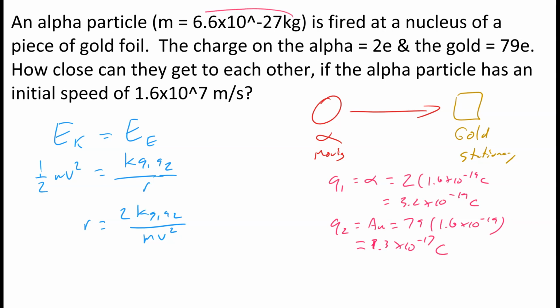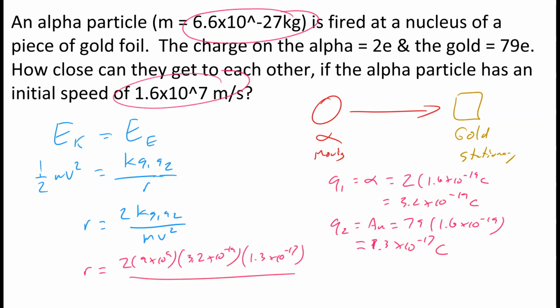Our mass, we've got listed up here, and our speed, we've got listed right here. So we can just go ahead and plug in. And when we put all that into our calculators, we end up getting an answer of 4.2 times 10 to the negative 14 meters.